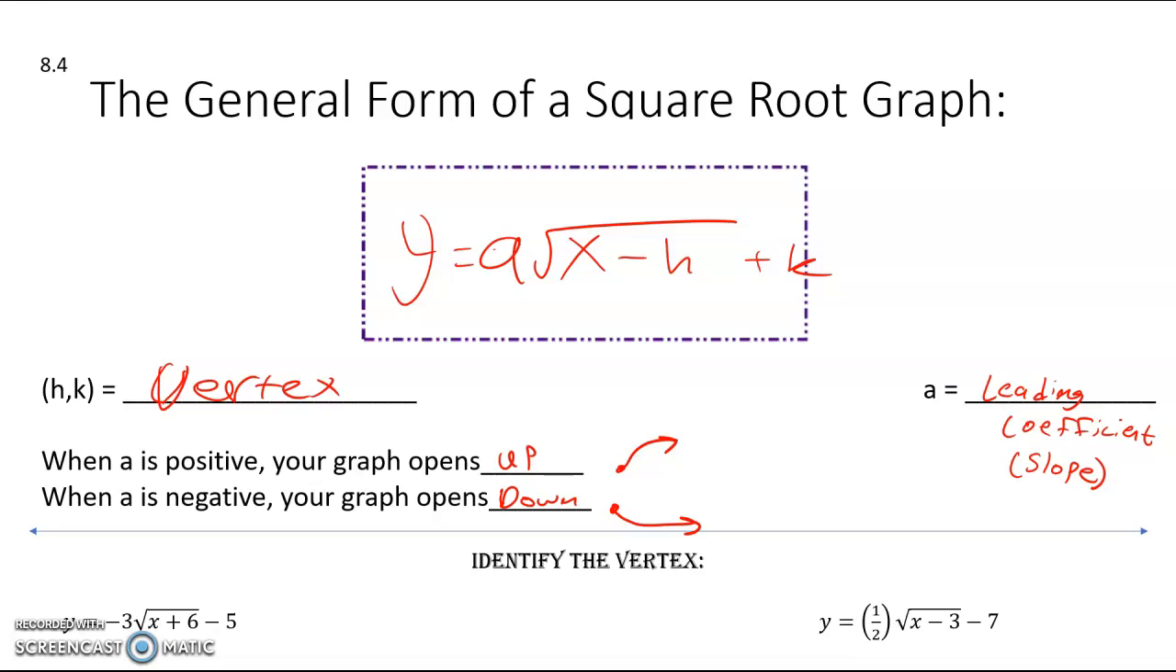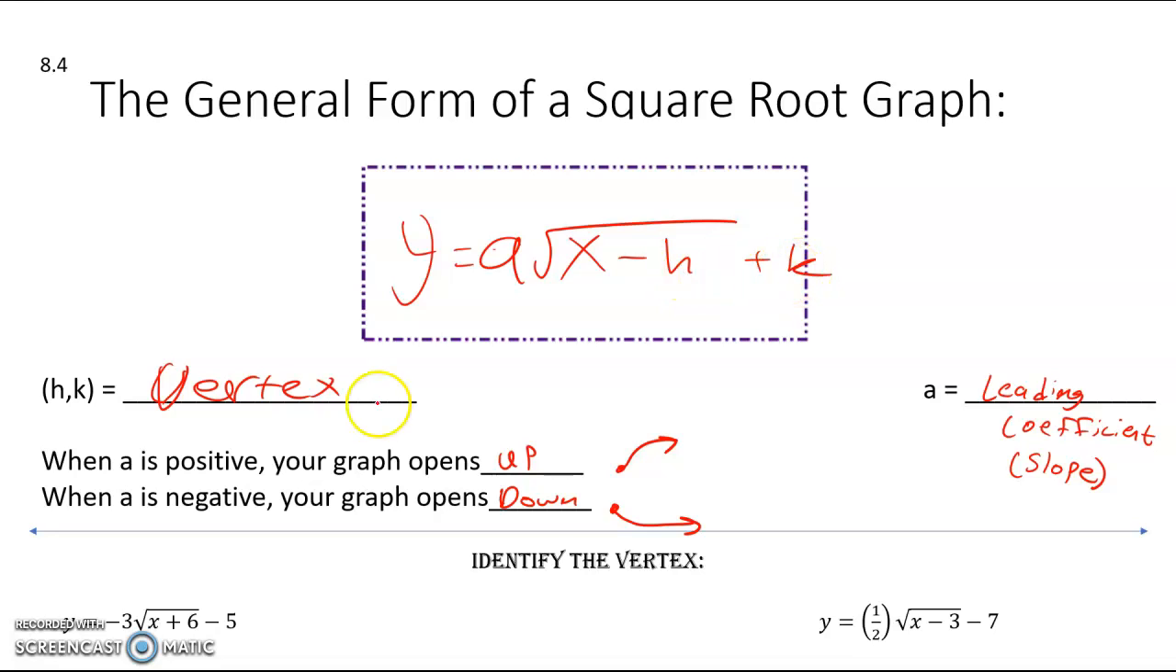So the general form of a square root graph is y equals a times the square root of x minus h inside, plus k. All right, so kind of like how we dealt with the vertex form of a quadratic before.